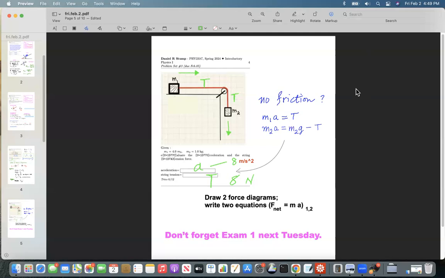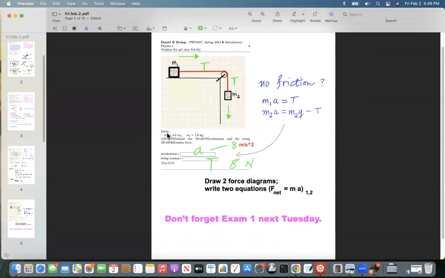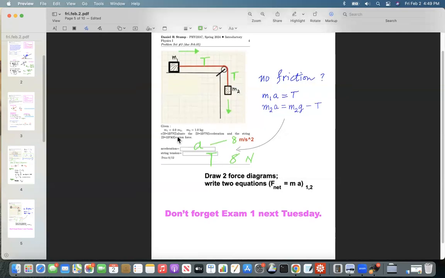Let's see. Someone asked a question on the chat. What is the info in brackets just above the answer boxes? Well, it gives you the value of M1, 4 times M2, and the value of M2. M2 is 1 kilogram. So this information tells you that M2, this one, is 1 kilogram. The one it's pulling, M1, is 4 times that, so it's 4 kilograms.